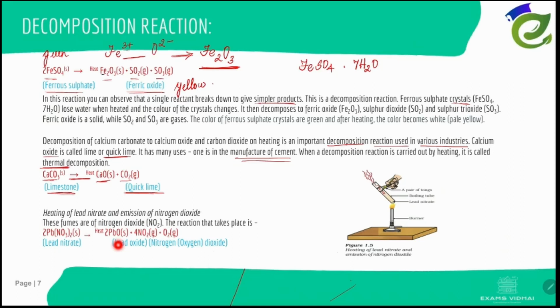Heating of lead nitrate and emission of nitrogen dioxide. These fumes are nitrogen dioxide. If we heat lead nitrate, we get a brown colored fume, and that fume is nitrogen dioxide and it is very pungent. Therefore, 2Pb(NO3)2 on heating produces 2PbO plus 4NO2 plus O2, and this is nitrogen dioxide.